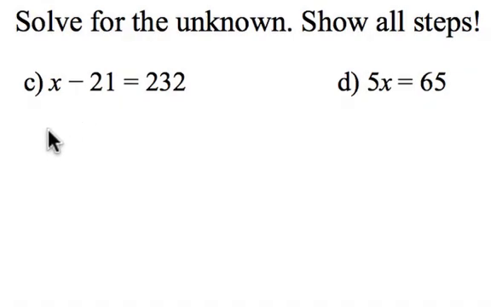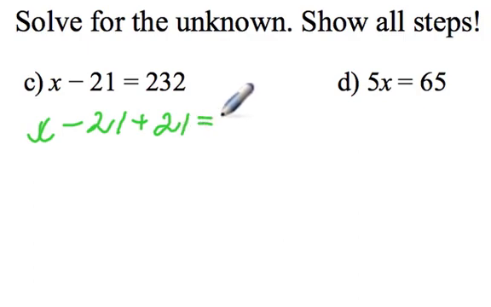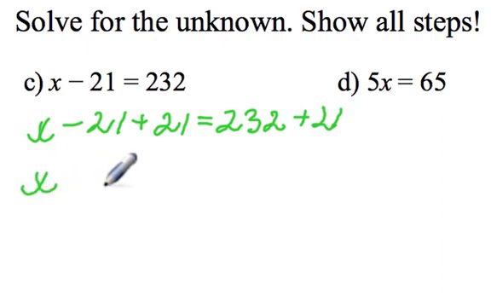Here we have 21 subtracted from x, so the opposite operation would be adding 21. Minus 21 plus 21. Once again, we have to do the same thing to the other side as well. So we will add 21. Minus 21 plus 21 equals 0, so we have x left on the left side, and 232 plus 21 is 253.